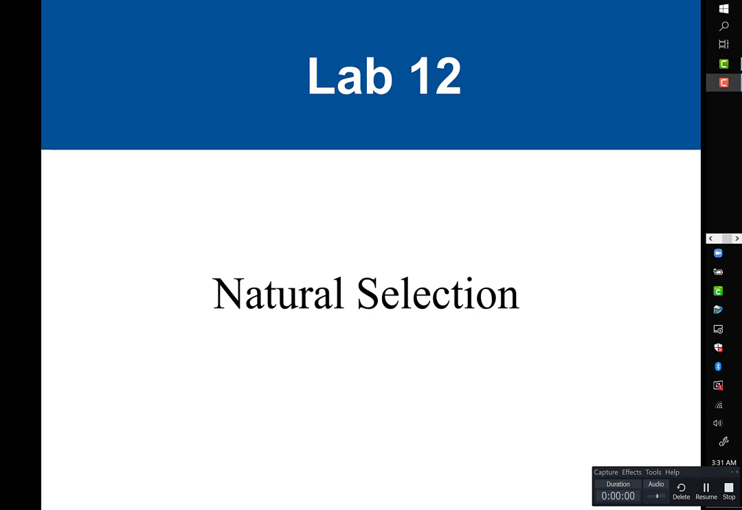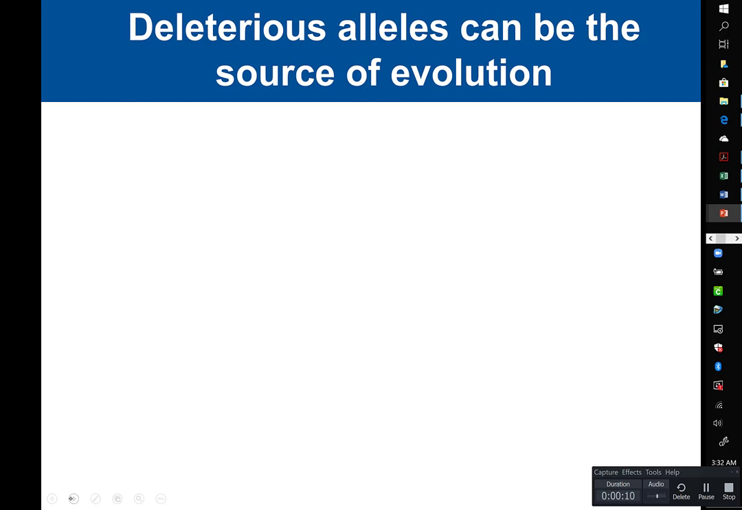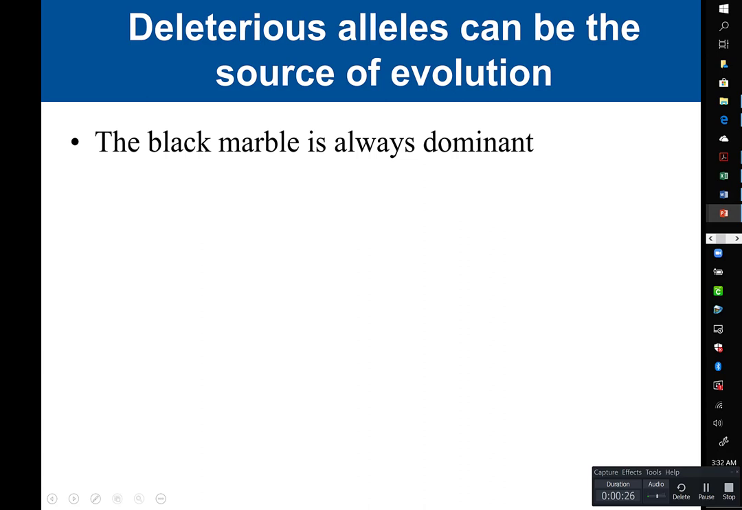So this video is going to add on to Lab 12 talking about natural selection. So where we left off in the video that you watched was that in the first generation of the marble experiment, we were looking at deleterious alleles. And deleterious alleles are alleles that are lethal. And so in that experiment, the black marbles always represented the dominant, and the white marbles was always the recessive.